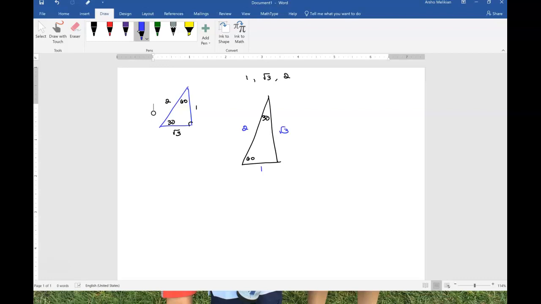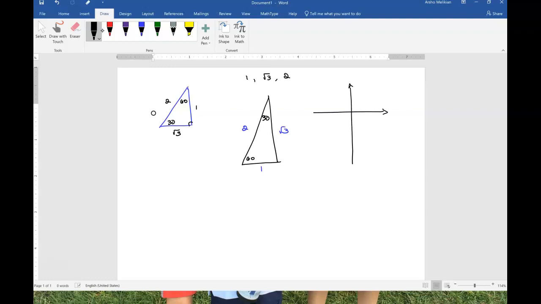Now, when I draw my right triangles, it's always oriented in this way. I always draw mine like this because I'm so used to it being on the X and Y axis like this.